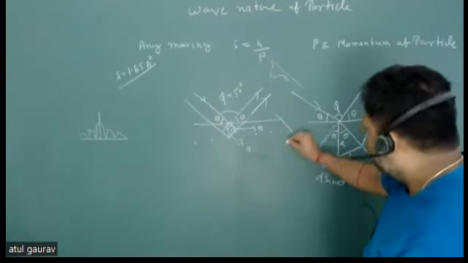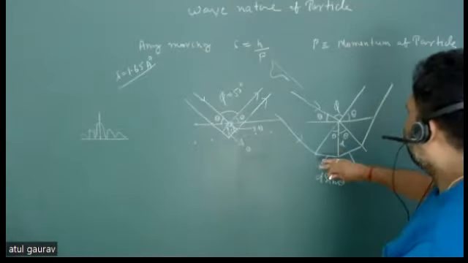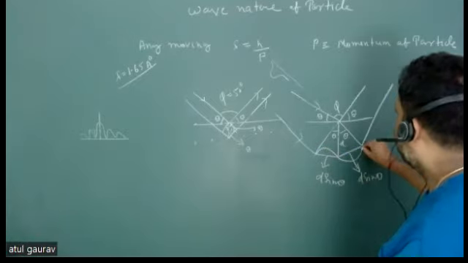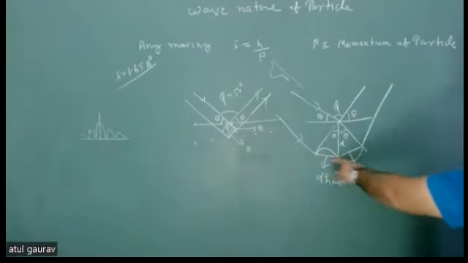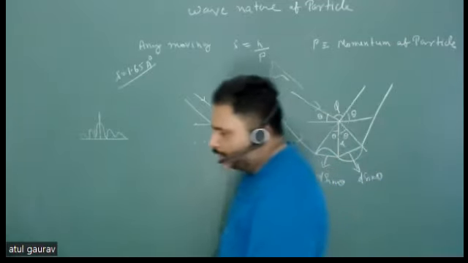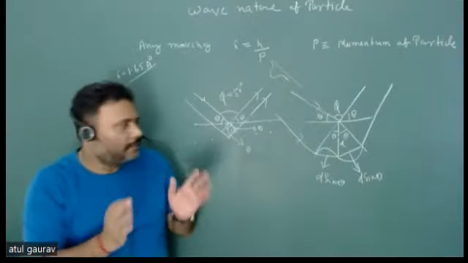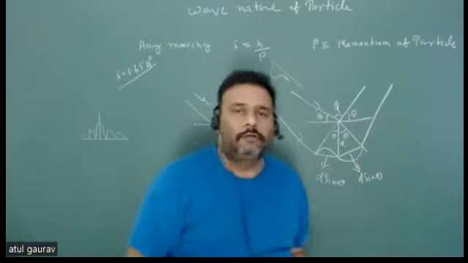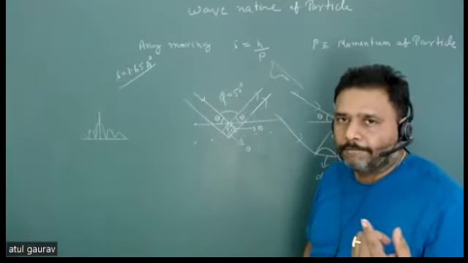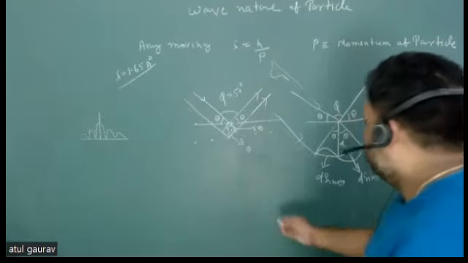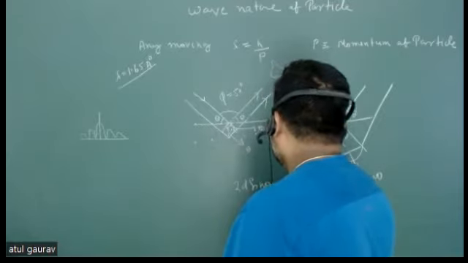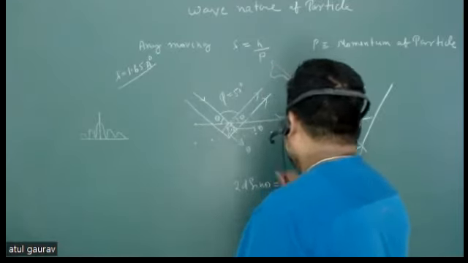So if the wave is coming, and if I am talking about first maxima, that means my wave must be something like this. If this condition holds, then we have first maxima. Are you able to understand this? The total path difference, if it becomes equal to 1 lambda, then you will get first maxima. So we can have 2d sin theta equal to 1 into lambda.